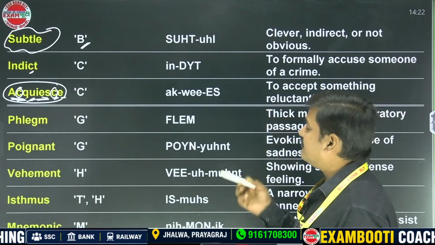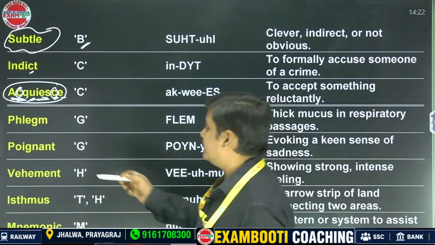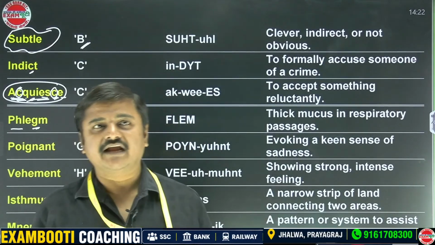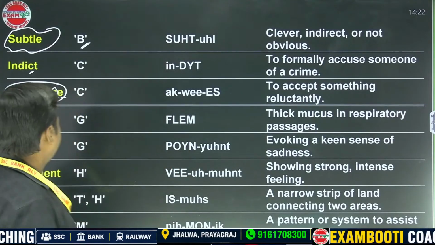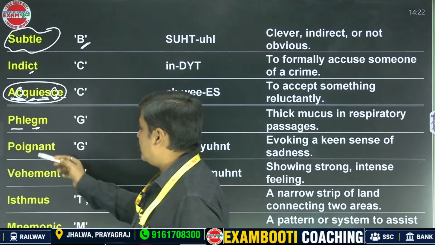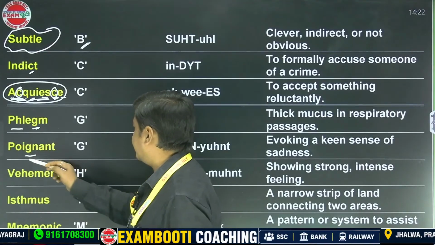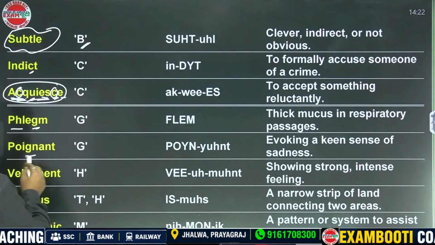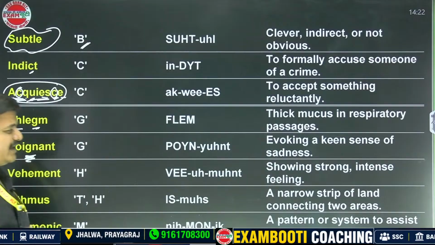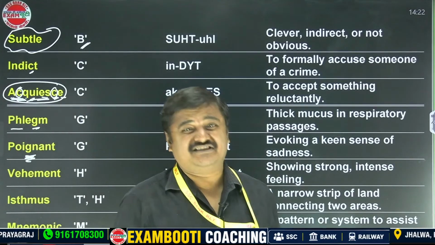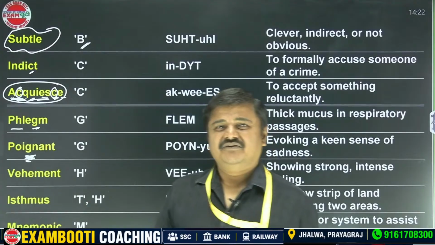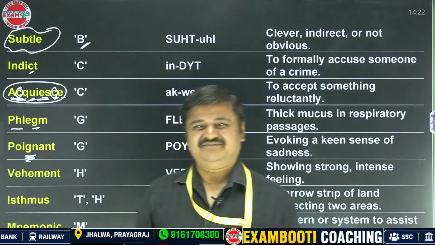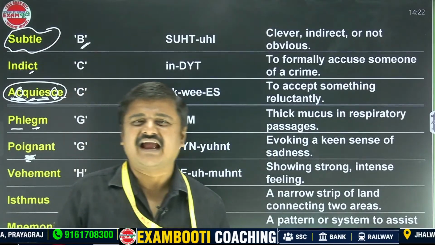Okay. Now another word. This word is phlegm. Here, G is silent in this word. Now, also a very important word. This is poignant. G is silent. Very keen sense, evoking a sense of sadness.